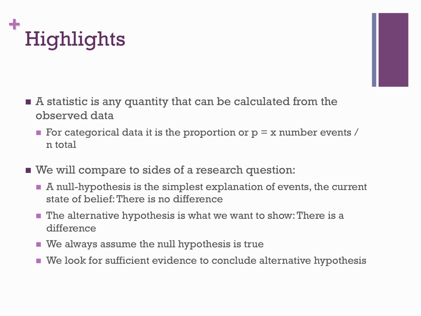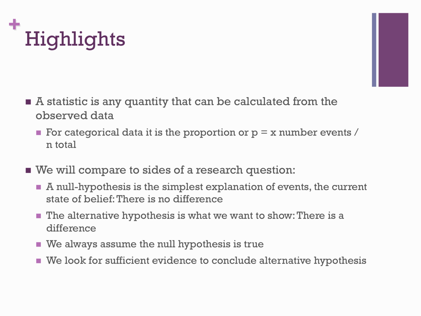The highlights of what we've talked about in this section. A statistic is any quantity that can be calculated from the observed data. For us in categorical data, it's a proportion. It's the number of events divided by the total number of observations that you had. We will compare 2 sides of a research question. The null is the simplest explanation or our status quo of no difference or nothing new. It's what we currently believe.